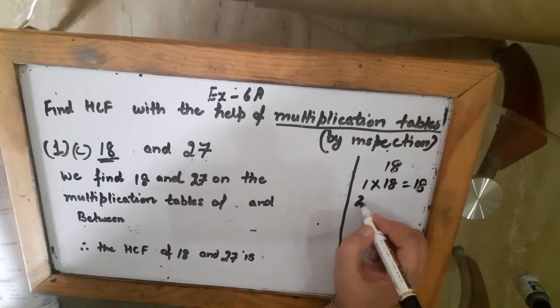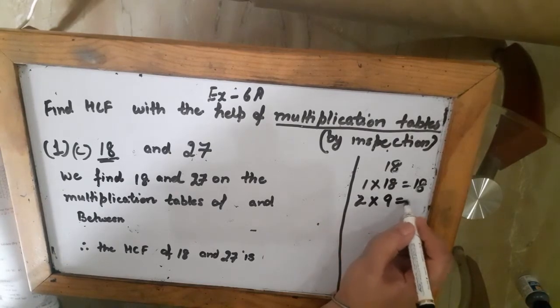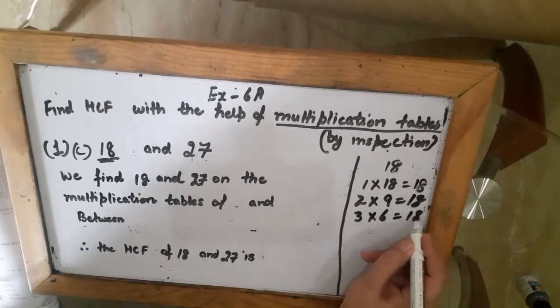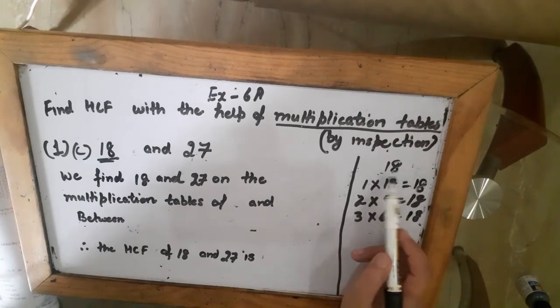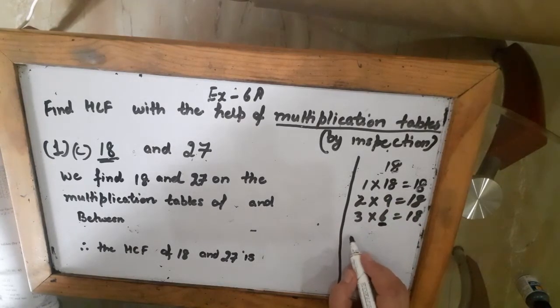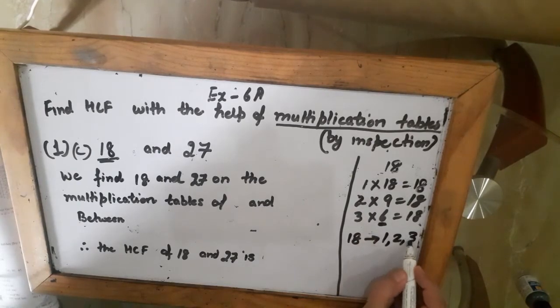Then it goes on the table of 2, so 2 also is a factor of 18. 2 9s are 18. Then 3, yes, 3 6s are 18. Then is 4 a factor of 18? No, on the table of 4 we don't get 18. On the table of 5 we don't get 18. Now 6 3s are 18, and 6 I already have. So it means all my factors are listed. So what are the factors of 18? 1, 2, 3, 6, 9 and 18.